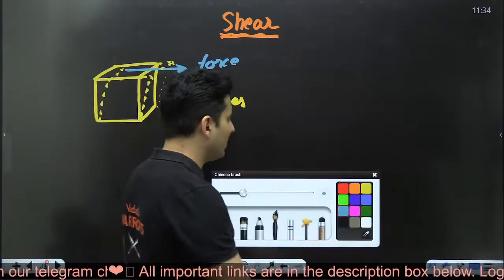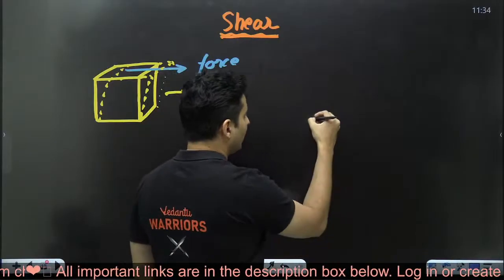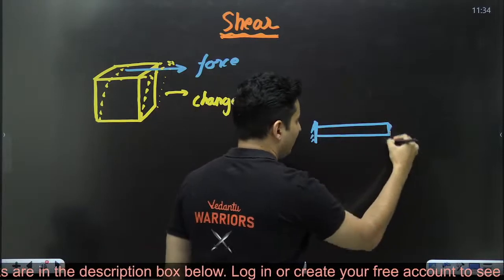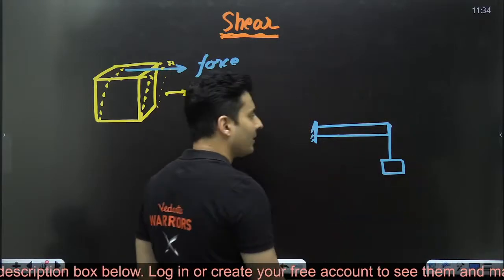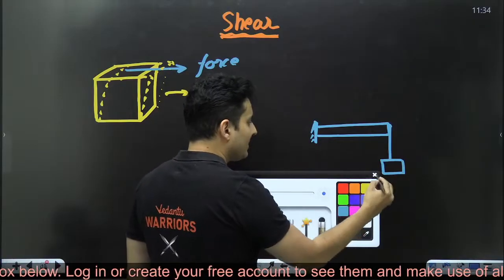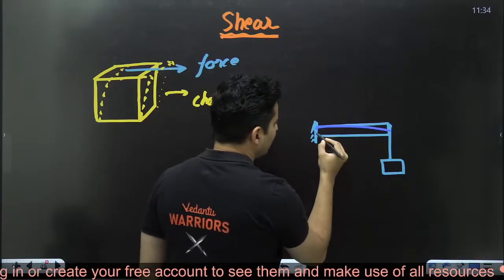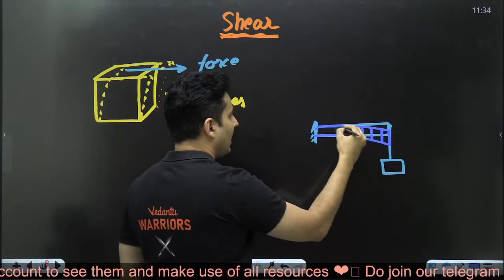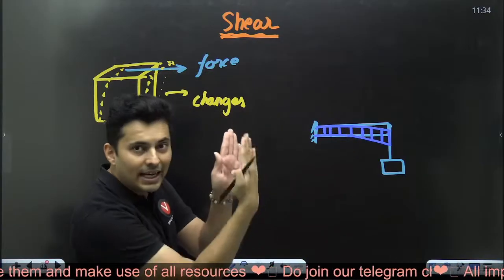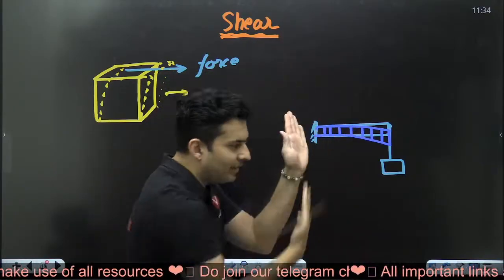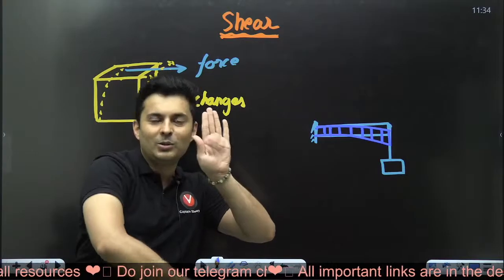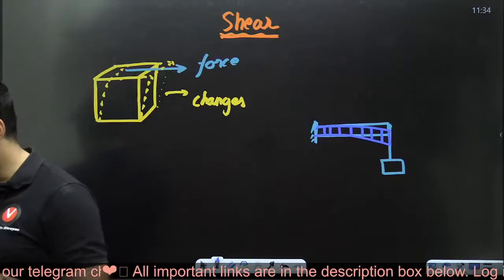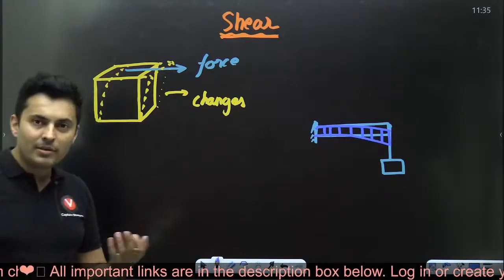An example of a shear deformation could be, imagine you take a rod like this and you apply a force here. You hang some mass over here. What will happen is that this rod will bend like this. So what has happened? Each layer has slid relative to the previous layer. There is sliding happening, and the forces are parallel to the surface. So this involves shear deformation. Is that clear? Everybody with me?